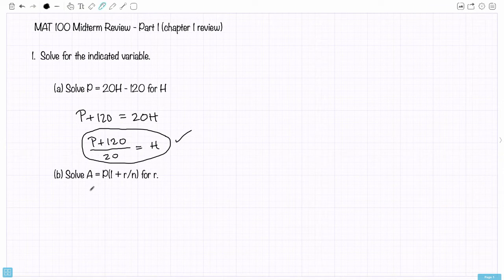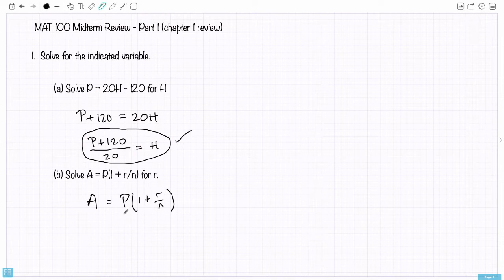In the next one it says solve a equals p times 1 plus r over n for r. So if I'm solving for r, there's actually two ways you could go about it. The very first step, you could either distribute the p or we could divide both sides by p. I think I'll take that route, although the other way is just as good and also give you the answer. And in fact, the answer could look slightly different depending on that choice you make right here, but there are several ways that we could write the answer.